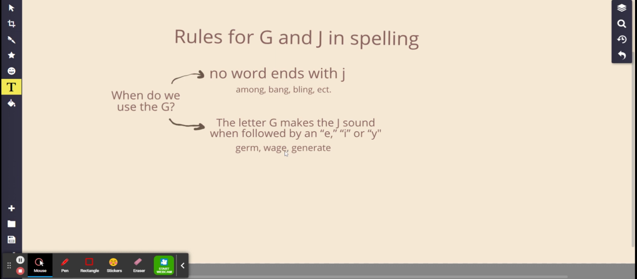Another one is wage, G followed by the E, which is part of the rule. And generate, again, it's followed by that E right there. So it sounds like a J for all these examples, but it's actually a G. This is very important to remember because that's where you get into middle ground where you think, oh, it sounds like a J. But if you remember this rule, you'll realize, oh, it's followed by an E, I, or Y, so it has to be that G. That sounds like a J, but it's a G. It can get confusing, but with a little bit of practice and a little bit of time, you'll get with it.